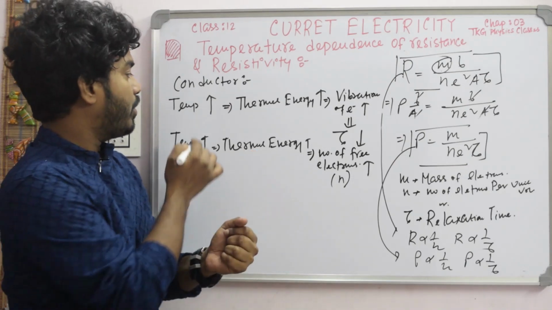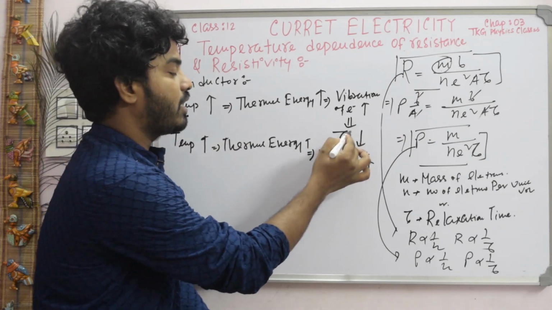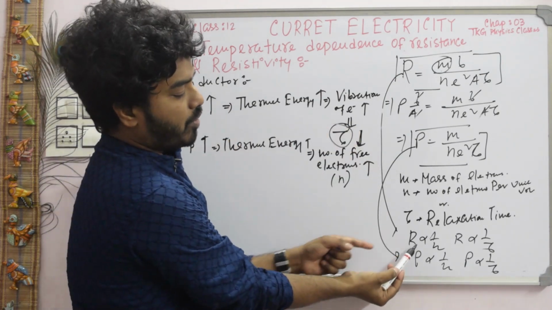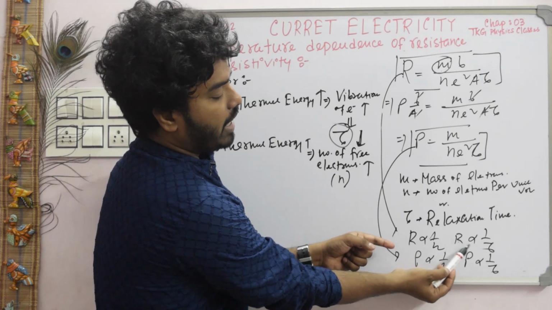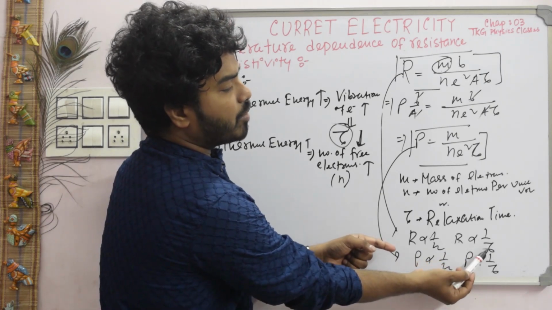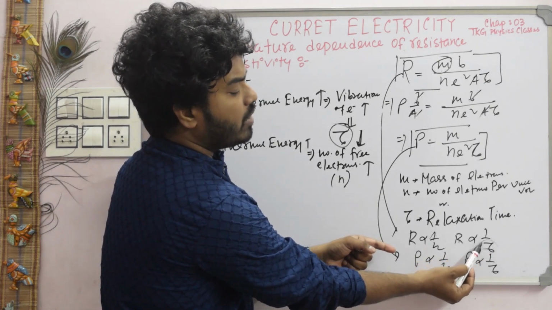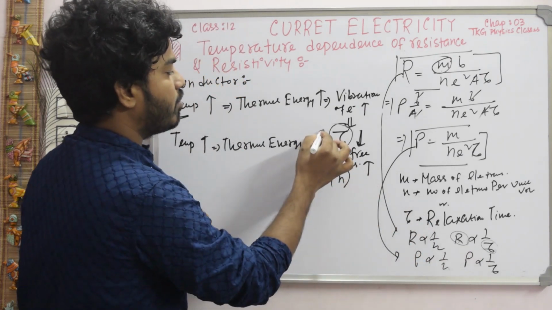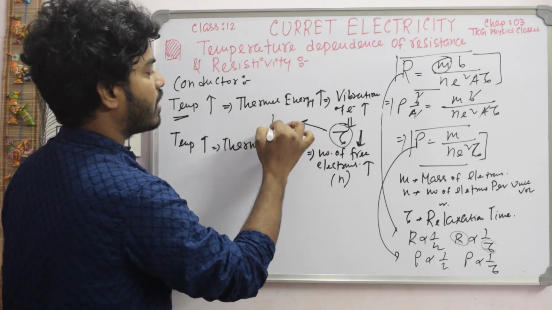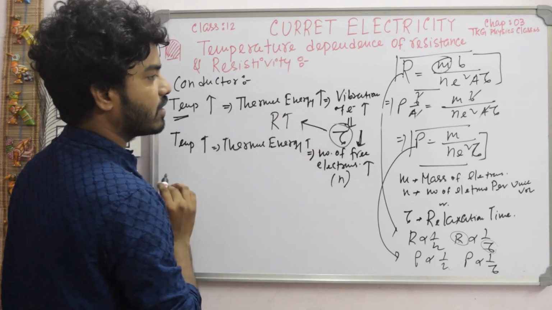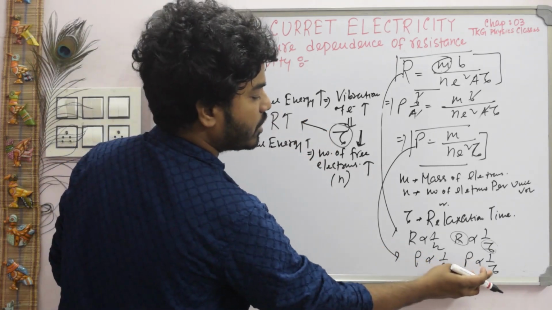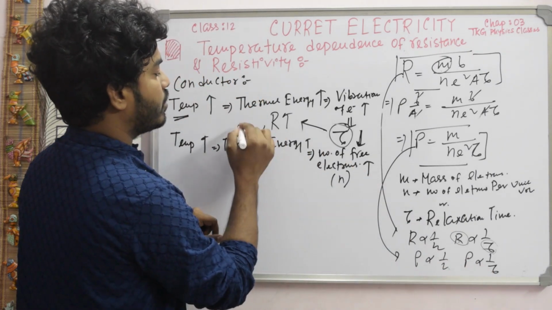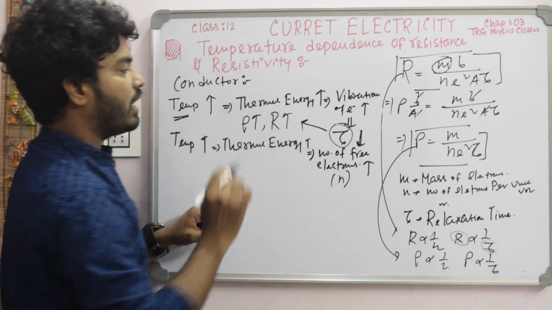So you just think, when temperature increases, tau decreases. Now use this formula, the relation between R and tau, inversely proportional. That means when tau decreases, R will be increasing. So this implies R increases. And from this equation you can say, when tau decreases, obviously rho also increases.